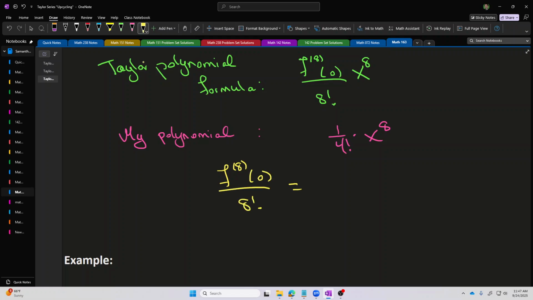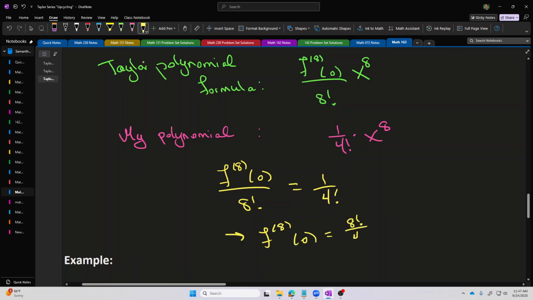So this coefficient must equal this coefficient, and as a result, we can deduce that the value of the 8th derivative must have been 8 factorial over 4 factorial. So this is a demonstration of how higher order derivatives can be calculated very quickly for certain functions by reading the coefficients in their Taylor series.